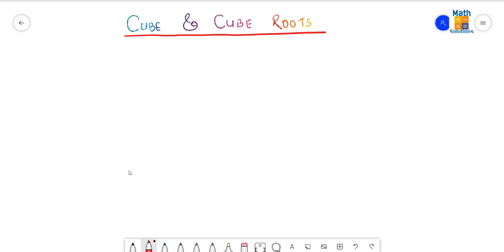Hello everyone. Through this video we are going to discuss cube and cube roots. So, preliminary information regarding this. Say we are considering any number a. If I get a in the form a into a into a, then it can be expressed in the form a to the power 3. This whole quantity is known as the cube of a.